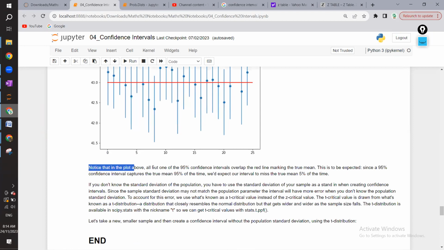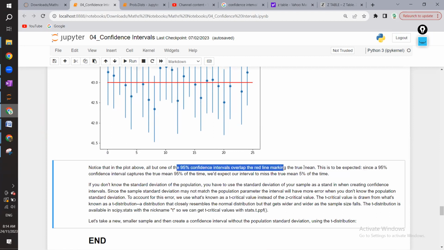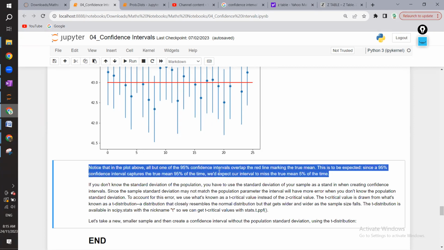Notice that in the above plot, all but one, okay, only one, which is this one, of the 95% confidence intervals overlap the red line marking. This is to be expected since a 95% confidence interval captures the true population 95 times. That means you would expect our interval to miss the true mean 5% of the time. Clear?